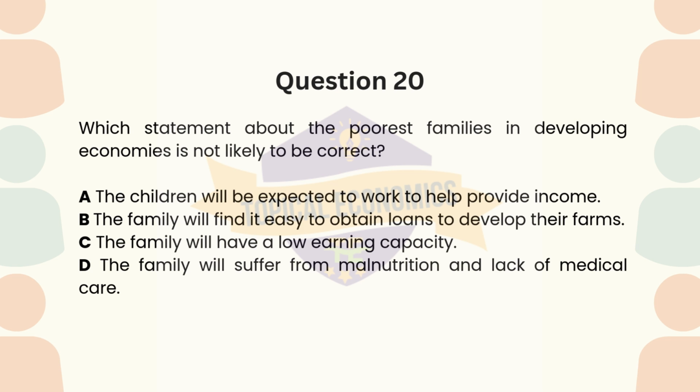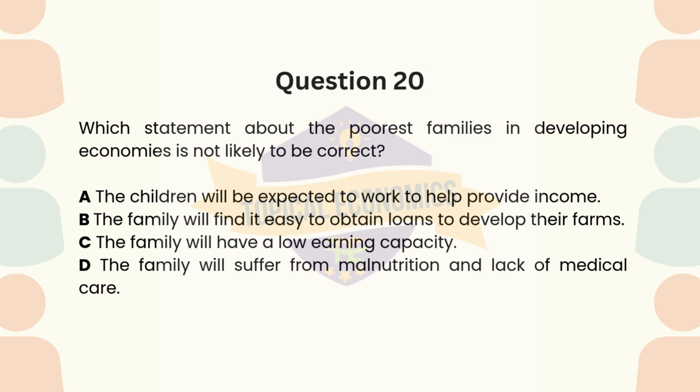Option B, the family will find it easy to obtain loans to develop their farms. This is the correct answer because in developing economies, the poorest families often struggle to obtain loans due to lack of collateral, lack of credit history, or access to financial institutions. So this makes it unlikely that they will find it easy to secure financing or any other financial help for their farm development. So this is the correct answer for this question.